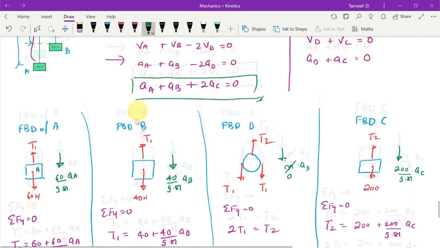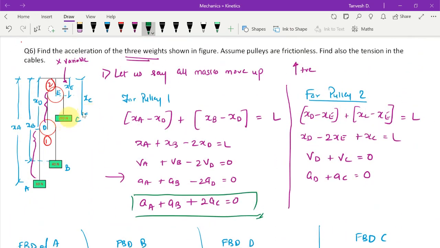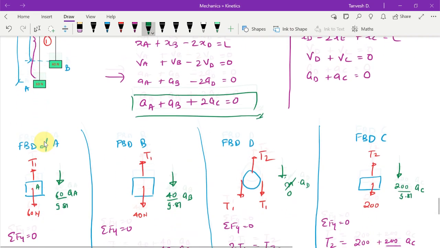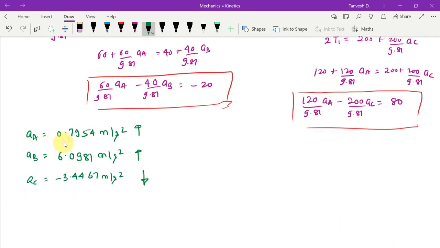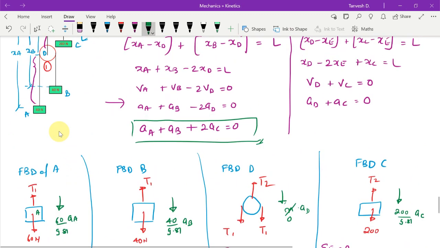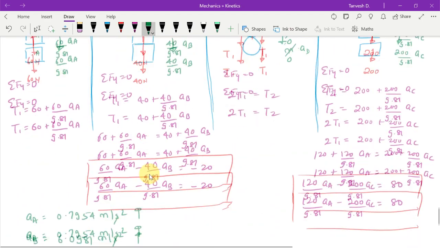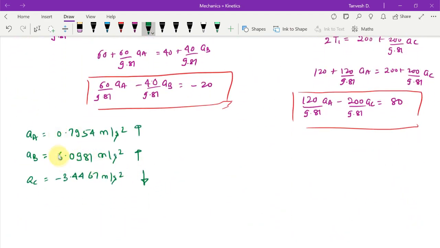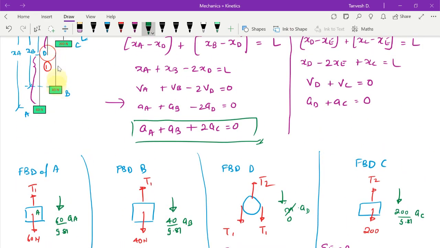So see, AC, we already knew that this block C is going to move downwards and both of them are going to move upwards. But if you see, AA is the least one. That is because even though both of them are moving upwards, this 60 is still moving downwards in relation to 40, and hence its acceleration decreases, right? And AB has the maximum upward acceleration.